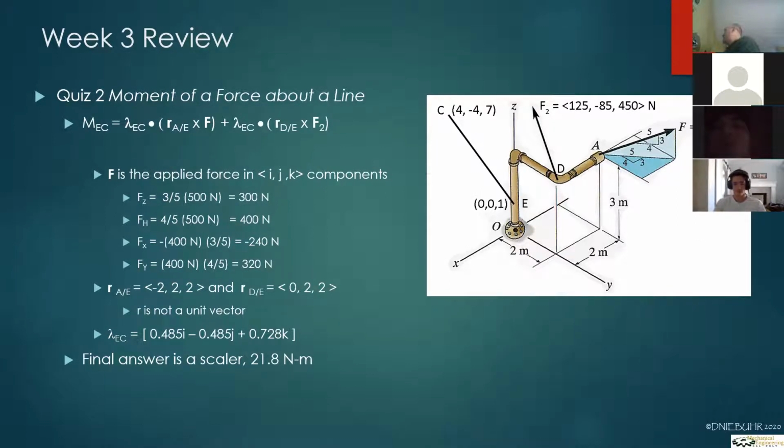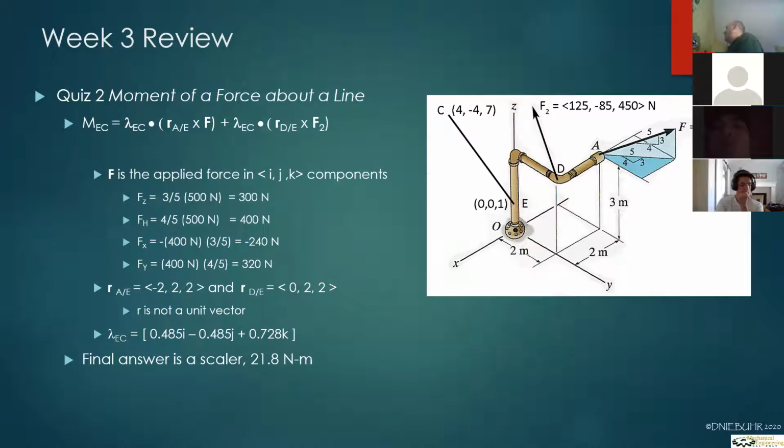The other mistake I saw in this one was the actual breaking up of the 500 Newton force. From looking at this, you can see that 300 Newtons in the Z is going to be your Z component. Then 400 Newtons is going to be your horizontal projection. So then 3/5 of 400 and 4/5 of 400 are going to be your y and x components, respectively.